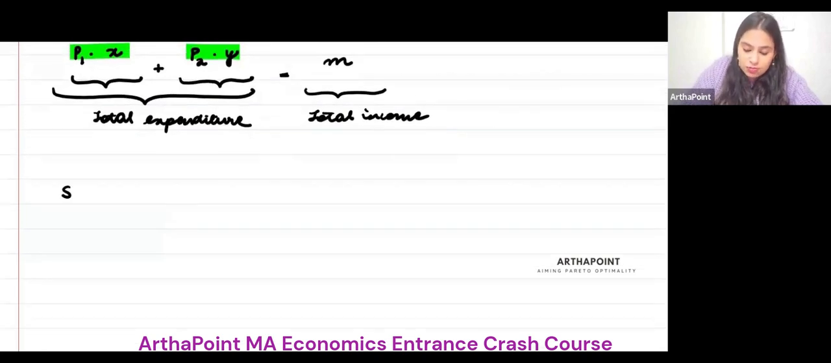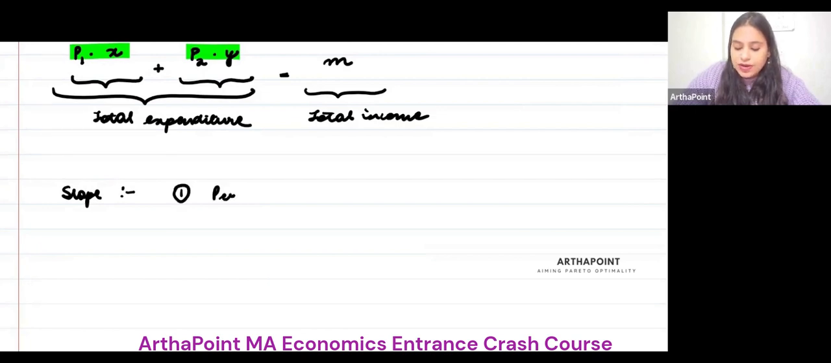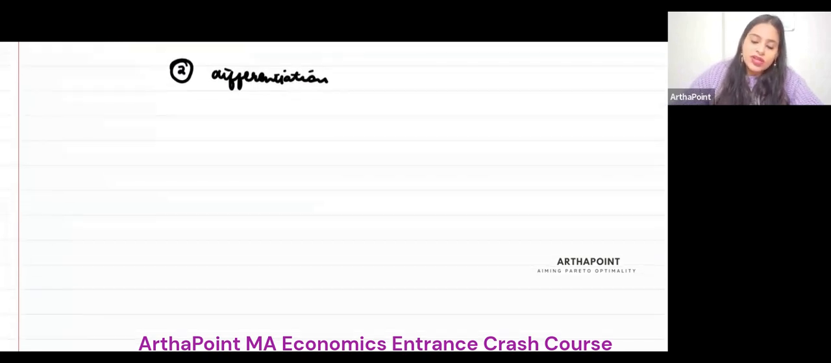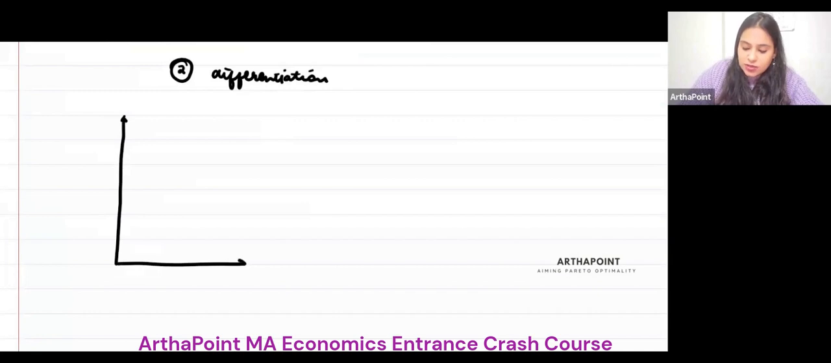Now, if I talk about the slope of this budget line, then what can happen? To find the slope, there are multiple ways. One is you can do perpendicular by base. And secondly, you can find it by the method of differentiation. There are two ways. Let's do it by the method of perpendicular by base first. So what can I do? I can go ahead and plot my budget line.